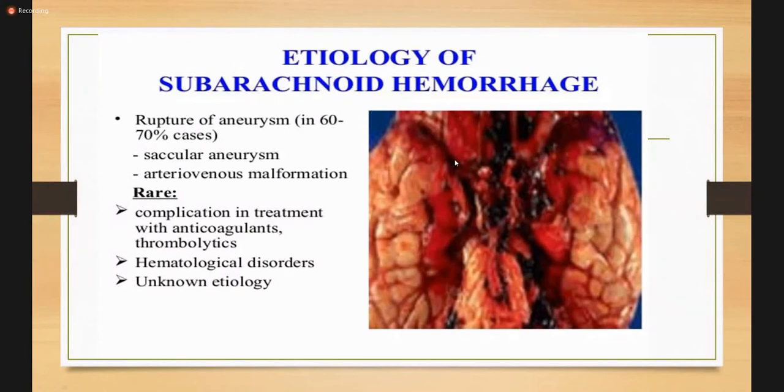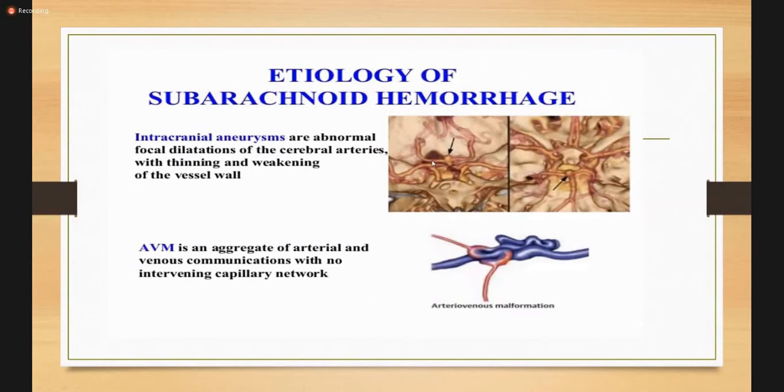These are intracranial aneurysms, and their development leads to dilatation of the cerebral arteries and thinning and weakening of the vessel wall. These are the AV malformations. An AV malformation is an aggregation of arterial and venous communications with no intervening capillary network. This is the abnormal arterial and venous combination, with no intervening capillary network.